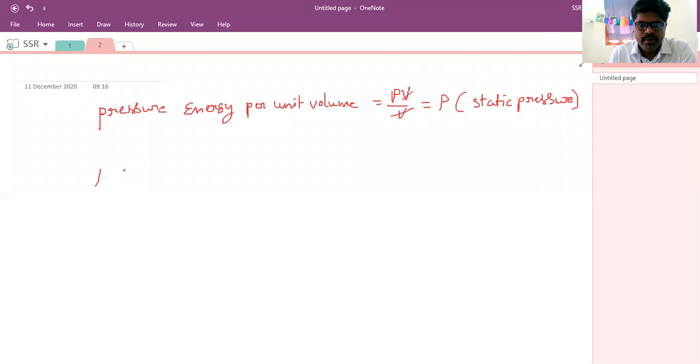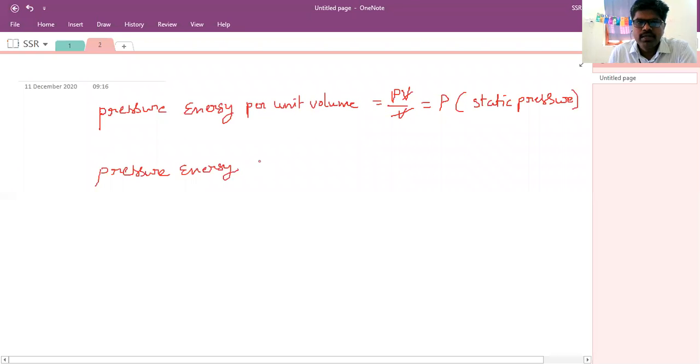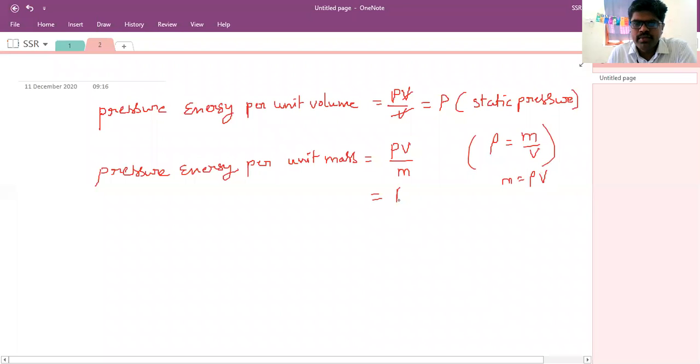Next, pressure energy per unit mass. That is equal to PV by M. We know the density rho of the liquid is M by V, so M is equal to rho into V. Then you can write PV by rho into V. Then V and V cancel, so that is equal to P by rho. This is the pressure energy per unit mass, P by rho. There is no specific name for this. Before, pressure energy per unit volume was static pressure; here it is pressure energy per unit mass.